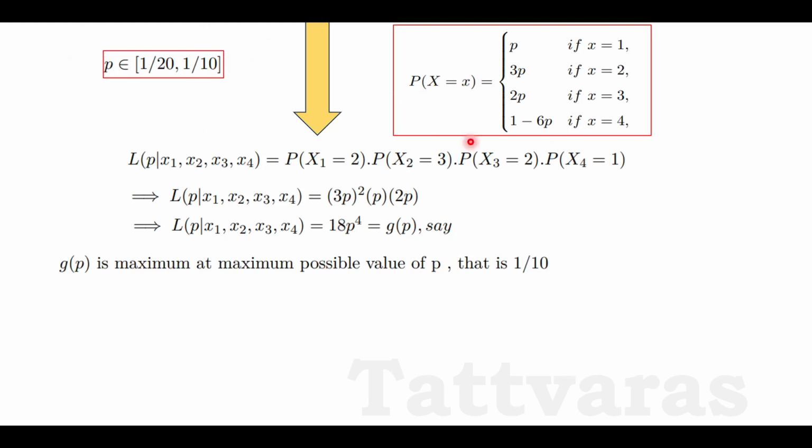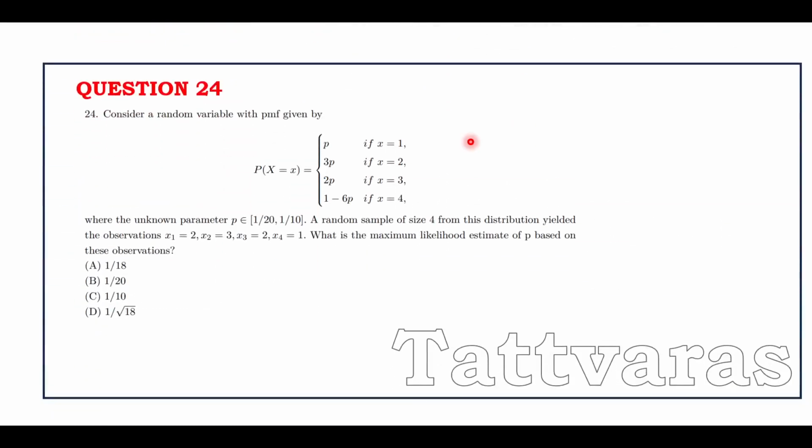So what is the value of p in this particular problem? It is 1 by 10, right? So we get the right option in this particular problem as option C.